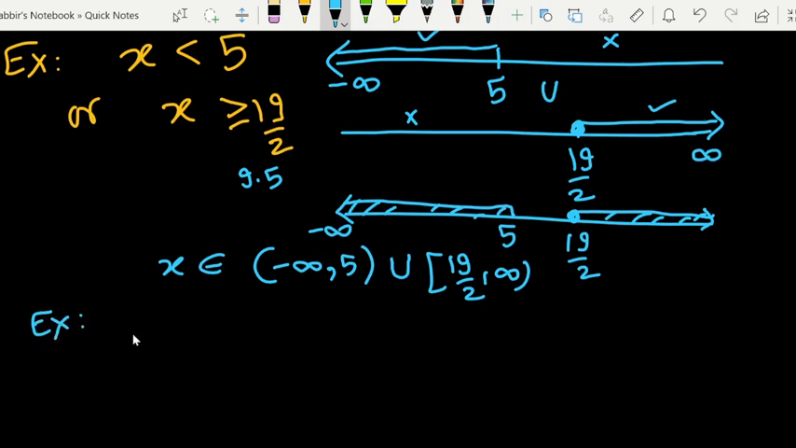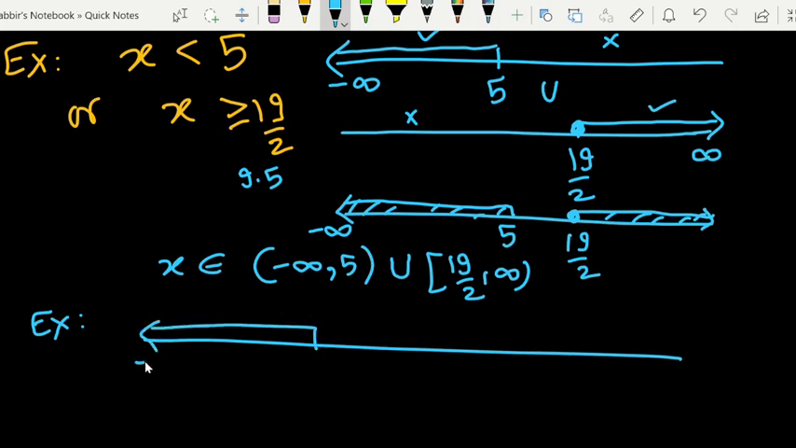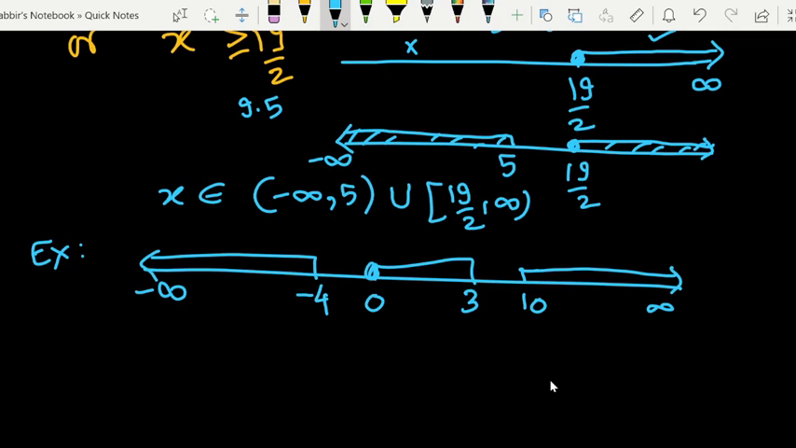If I write one of the solution sets on the number line like this, guys: minus infinity to minus 4, 0 to 3, 0 included, and 10 to infinity. How do you write it in interval form? Write the solution in interval form. How will you write?